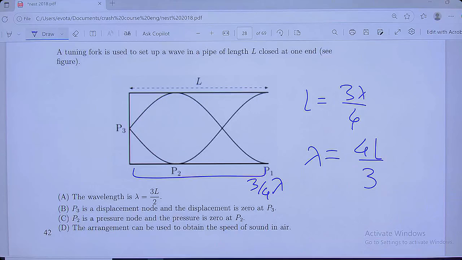Option D is correct in this case, because we can equate lambda to be equal to speed of sound upon frequency and get the velocity of sound in air also. Note it down, quickly note it down.